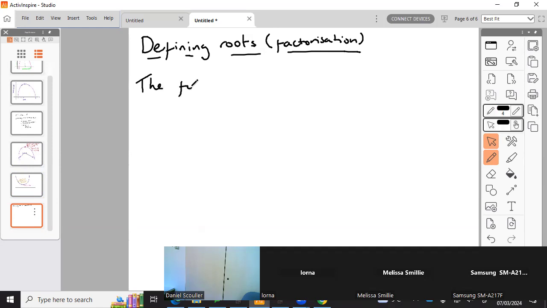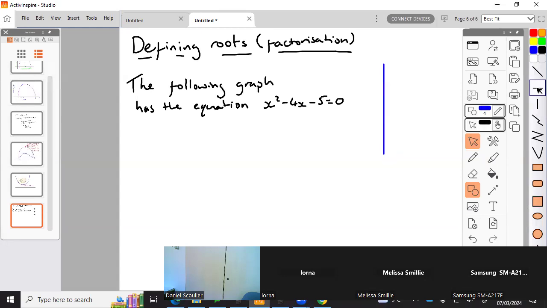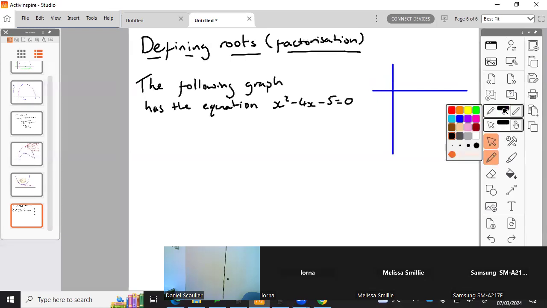The following graph has the equation x squared minus 4x minus 5 equals 0. Find the factors.